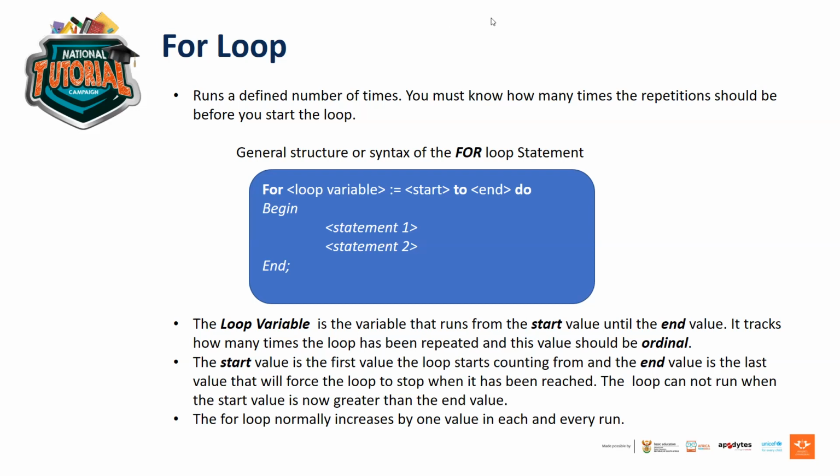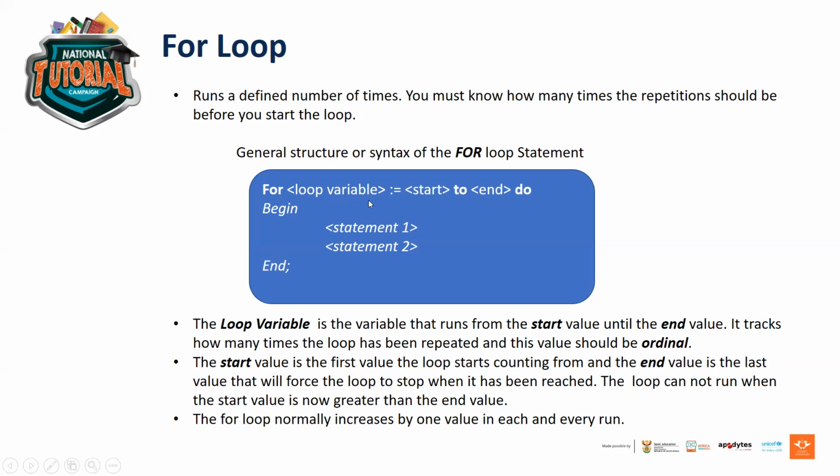As I have said, the for loop actually runs a defined number of times, a known number of times. You must know the number of repetitions that should be done before you start the loop. So that's your for loop. I've given here a general structure of the for loop, or we sometimes call it the syntax.